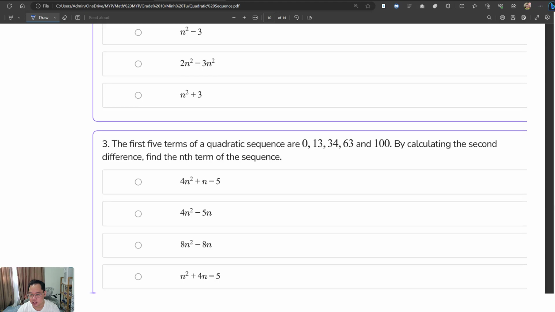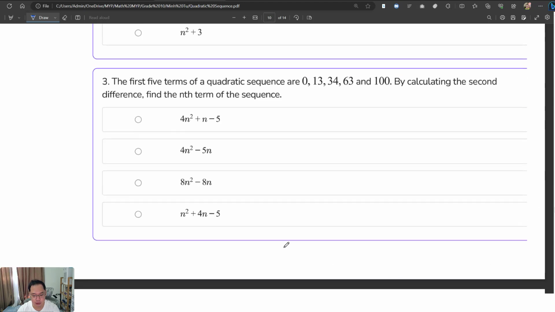Okay, now let's try solving this problem. Finding the n term of the sequence by calculating the second difference. We have this sequence 0, 13, 34, 63, and 100. Okay, let's start with writing the value n: 1, 2, 3, 4, and 5. Now let's rewrite the sequence again. The first value is 0, second value is 13, 34, 63, 100. This is the sequence.